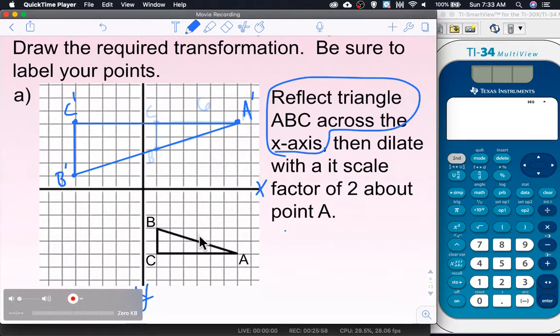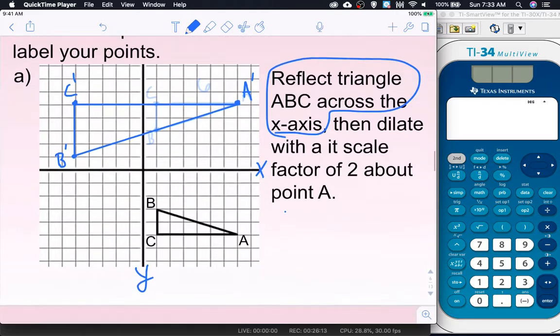So there we have it. We've taken this shape. We have reflected across the x-axis, and then we dilate it with a scale factor of 2 about point A. Point A stayed the same. That wasn't too bad.